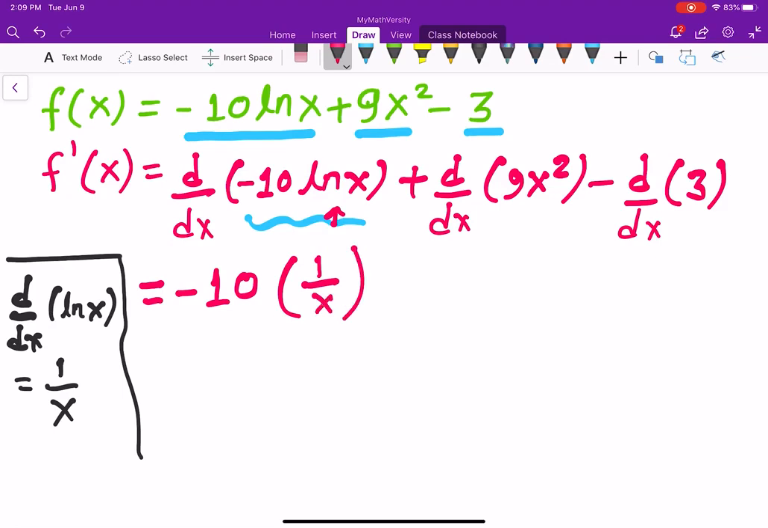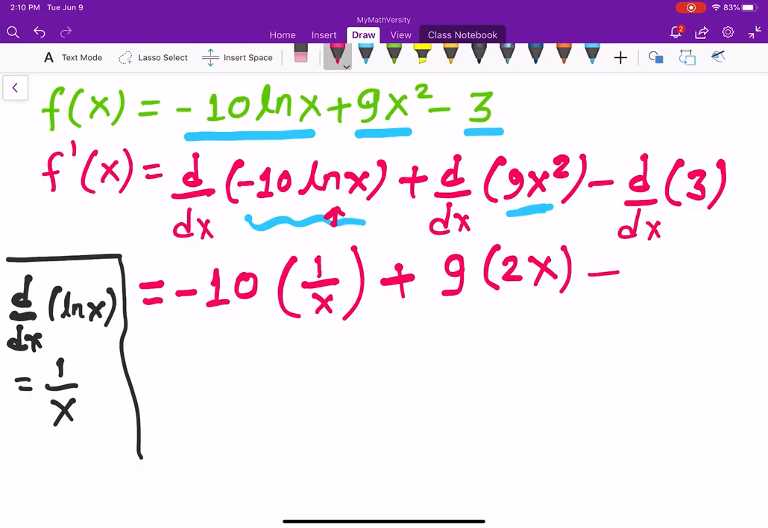In a similar way, let's find the derivative of the second term. Here also 9 is multiplied with x squared, so we can use the constant multiple rule: leave the constant as it is, multiply by the derivative of x squared. And how do we find the derivative of x squared? By using the power rule, which is: bring the power down, which is 2, write down the x as it is, and subtract the power by 1. So 2 minus 1 is 1, so 2x is the derivative of x squared.